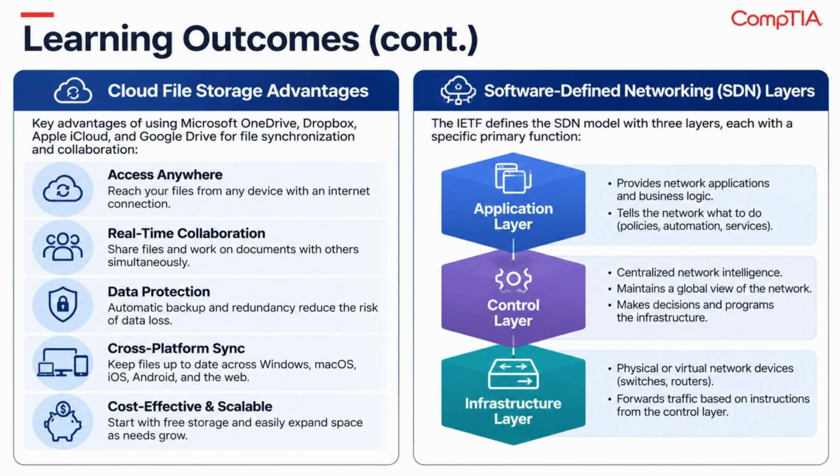First, cloud file storage. Services like OneDrive, Dropbox, iCloud, and Google Drive let you access files from any device, collaborate on documents in real time, and rely on automatic backup for data protection, all while staying in sync across Windows, macOS, iOS, and Android, and scaling as your storage needs grow. Second, the IETF's software-defined networking model splits network function into three layers. The application layer sets policies and business logic, the control layer holds centralized intelligence and makes decisions, and the infrastructure layer, the physical switches and routers, simply forwards traffic based on what the control layer tells it to do.